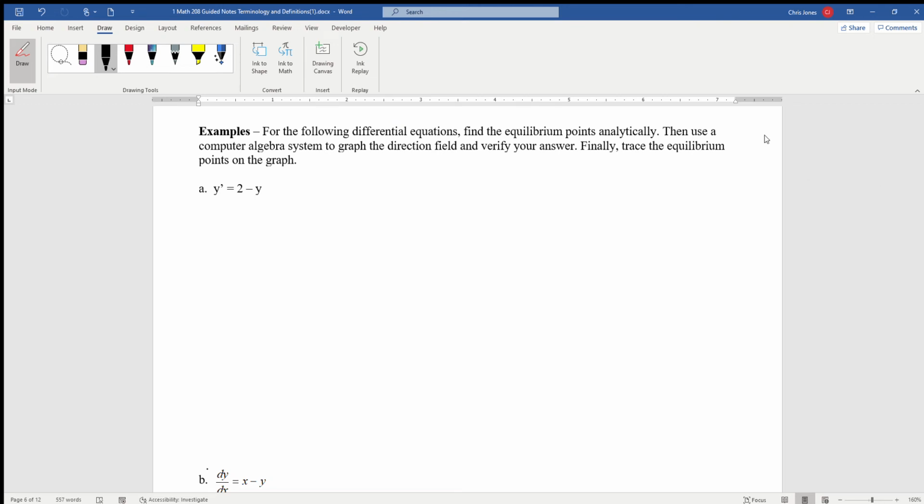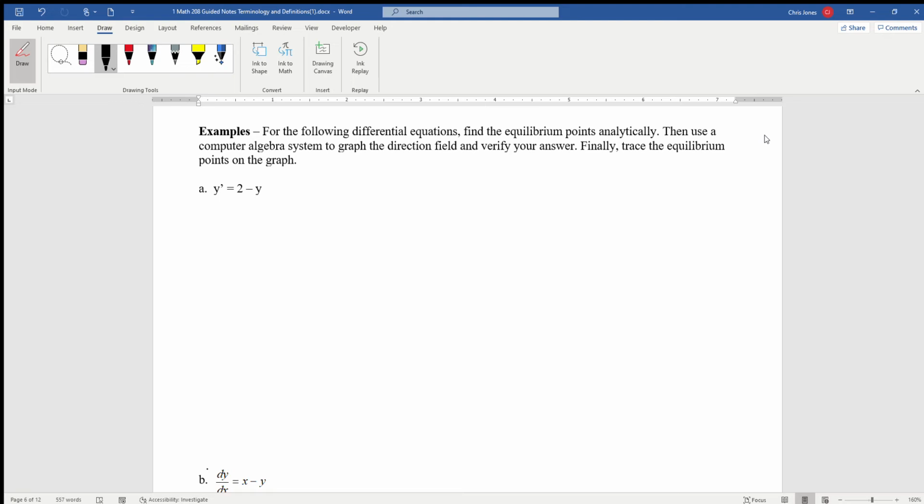Before viewing this video, make sure that you've looked at the Desmos application and that you're able to plot the direction fields using Desmos, because part of these types of problems is being able to use Desmos to verify your answer.